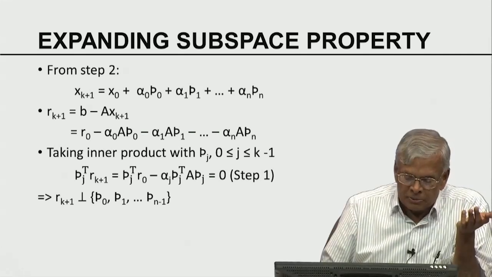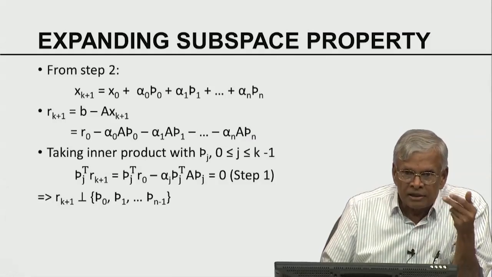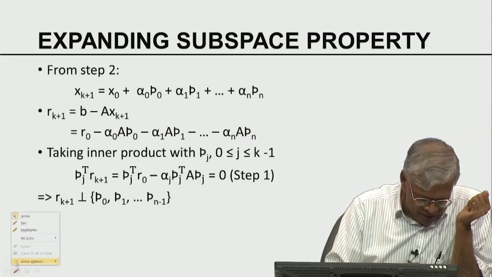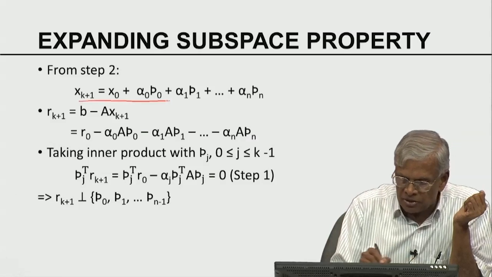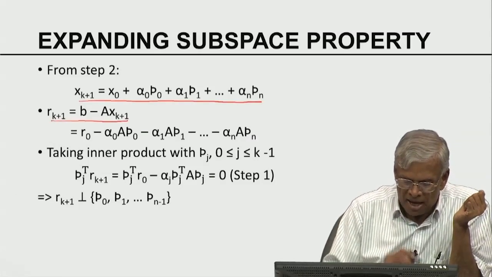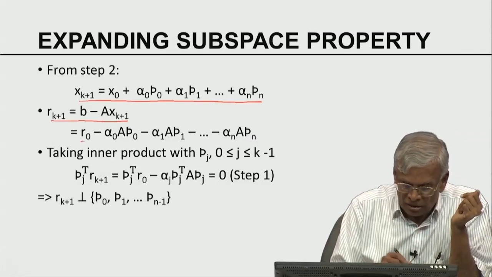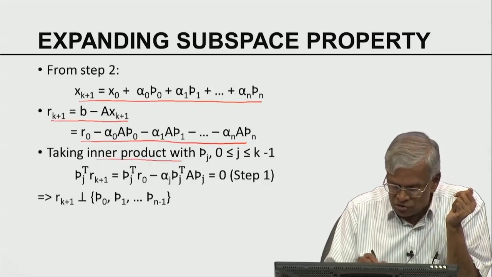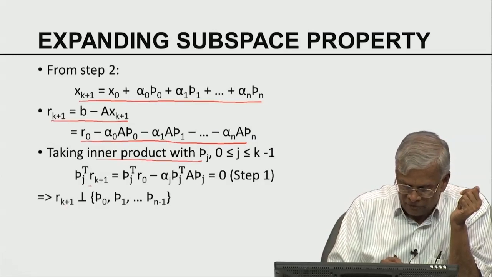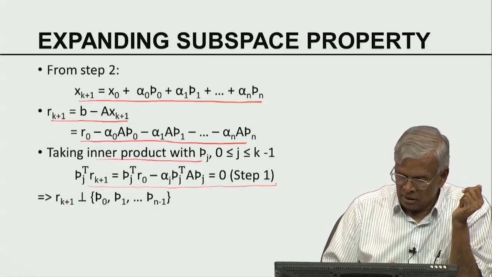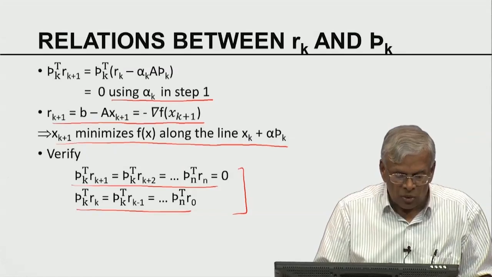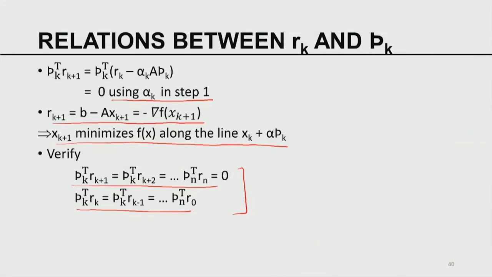Another thing is called the expanding subspace property. It is another interesting aspect of the conjugate direction method. xk plus 1 can be expressed as this. So rk plus 1 is given by this, which we have already seen used, that is equal to r0 plus this. Taking the inner product of both sides with respect to pj, you can readily verify that this is the result that one gets. So what does this mean? rk plus 1, so let us go back to the previous one. rk plus 1 is orthogonal to pk.